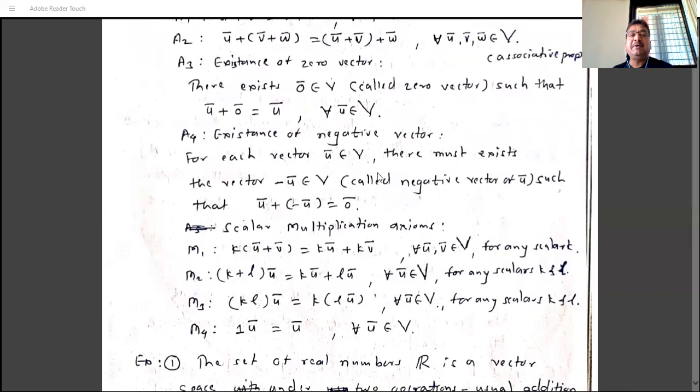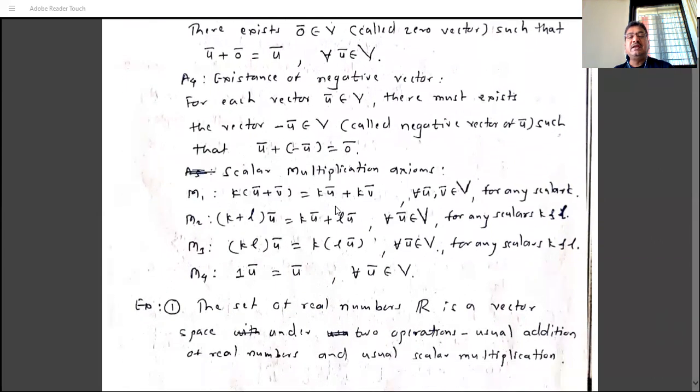So what is this property? If an element exists in the vector space V, then its negative must exist in the same vector space. So the negative of every element of V exists in V. So what is the negative? The addition of those two elements is the 0 vector. Okay, so these two are called negatives of each other. So if an element exists, then its negative must exist in the set V. So this is the existence of negative vector.